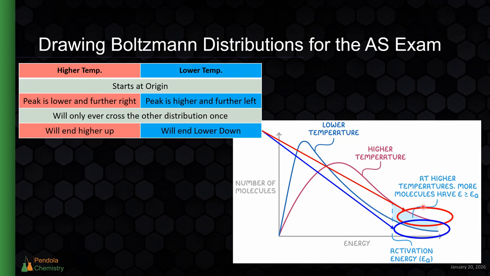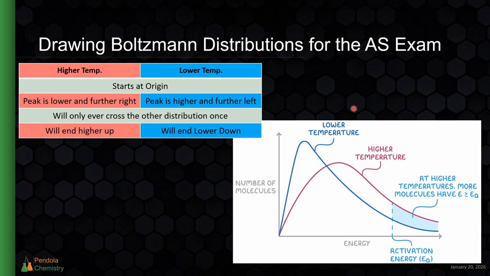And that goes back to how the areas work. Remember, the higher temperature is going to have a bigger area past that activation energy than the one with a lower temperature. And so the one with a higher temperature has to end higher to show that. This also goes back to them only ever crossing once. Because if you flip this and the higher distribution ends lower, they'll cross again towards the end. And you don't want that. So the higher temperature distribution has to have its tail higher up. The lower temperature distribution has to have the tail farther down when you draw them.